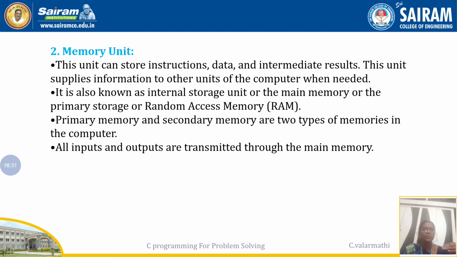Then, this is what we follow in the memory unit. All inputs and outputs are transmitted through the main memory only. What we give as the user will be stored in the main memory, and after the data processing, after the logical or arithmetic operations are done in the CPU, that output value should be stored in the main memory. So all inputs and outputs are transmitted through the main memory only. Everything will be stored in the main memory, right? This is about main memory.